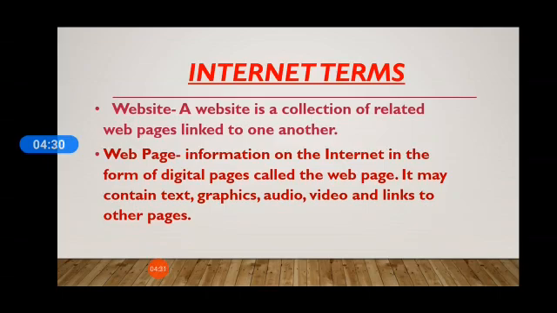Now, the next word which we are using for the internet is web page. Information is put on the internet in the form of digital pages, which are called web pages. These pages may contain text, graphics, video, audio, and links to other pages.